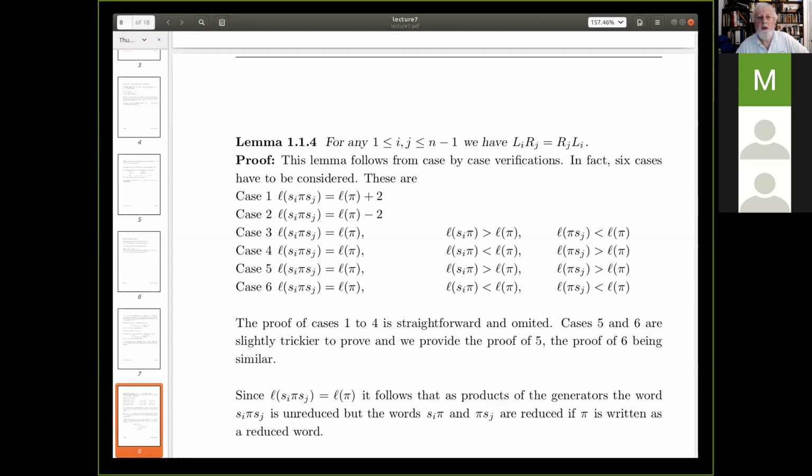Okay. I can't seem to work out how to annotate this. You'll just have to put up with it, I think.